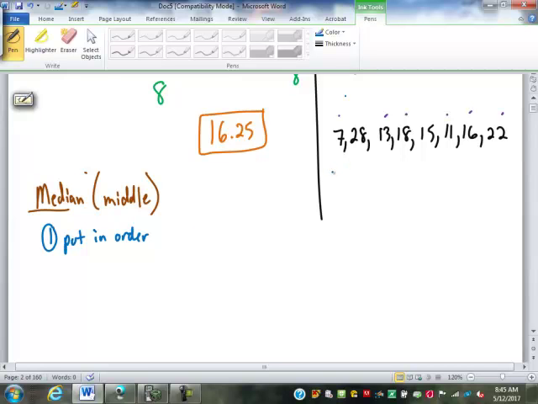So I'm going to do that here. I've got 7 is my smallest. Looks like 11, 13, 15, 16, 18, 22, and 28. Make sure I got all 8 of them there. I'm just going to number them.